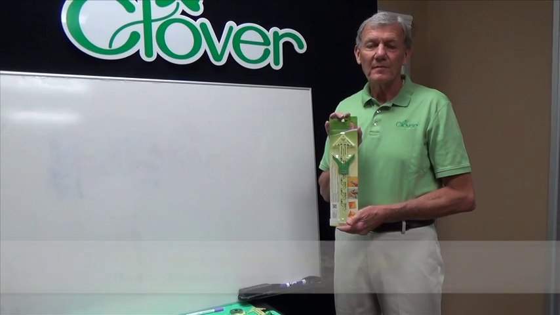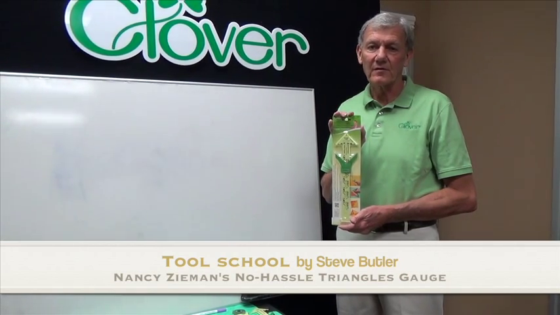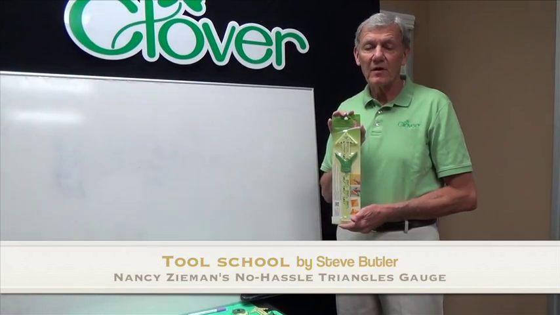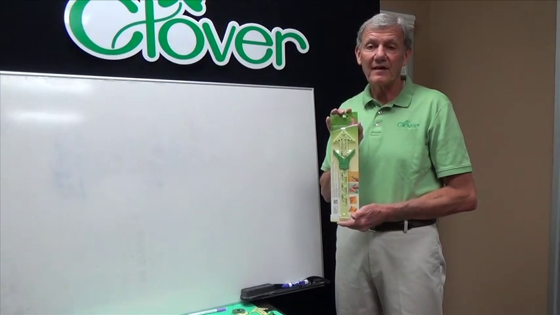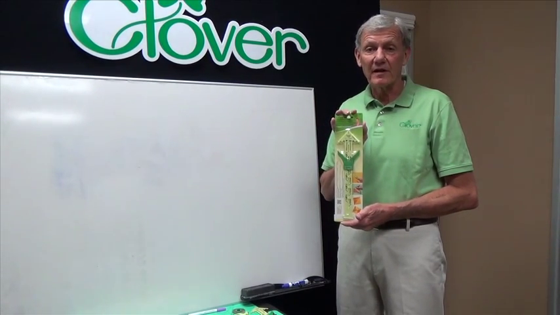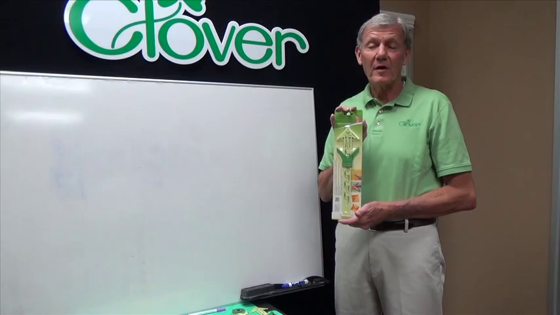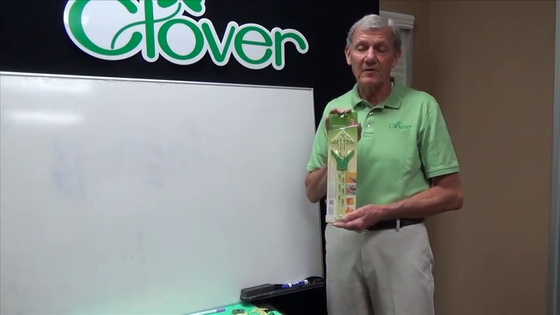Back to tool school. In today's class, we're going to study Nancy Zieman's No Hassle Triangle Gauge. Half square triangle blocks and quarter square triangle blocks are the foundations for literally thousands of different quilt designs. The problem is cutting all of those little triangles is very tedious, sewing them all together is very time consuming, and making them perfect is very difficult.